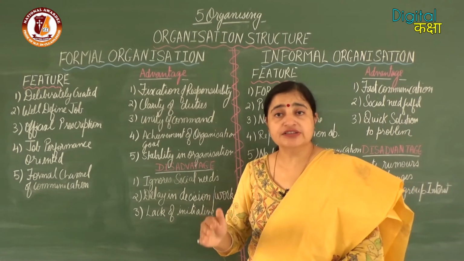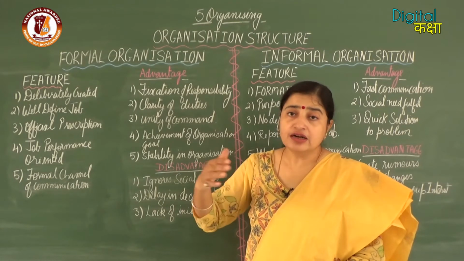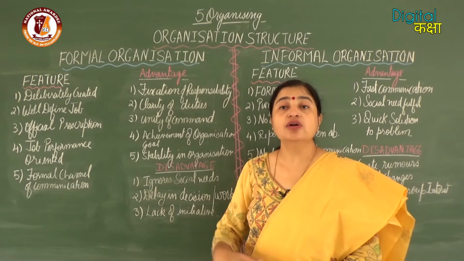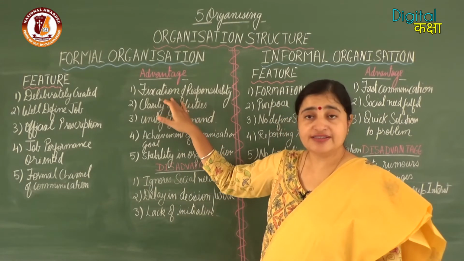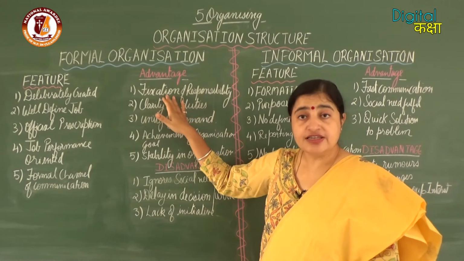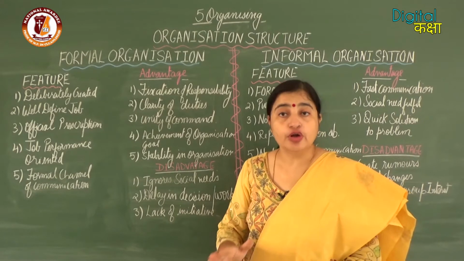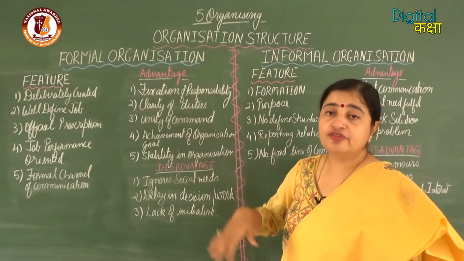See, if a person in an organization is not performing well, then it is ultimately going to result in hampering the organizational goal in some form. So here, in a formal organizational structure, it becomes easy to fix the responsibility on who is responsible for not working well. Moving ahead, the advantage is clarity of duty.